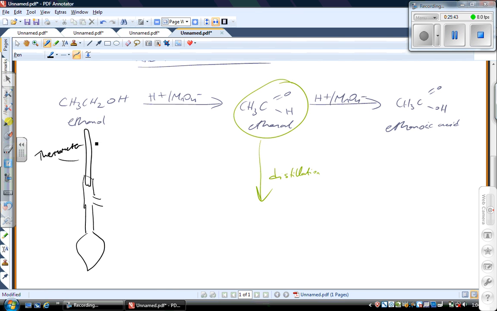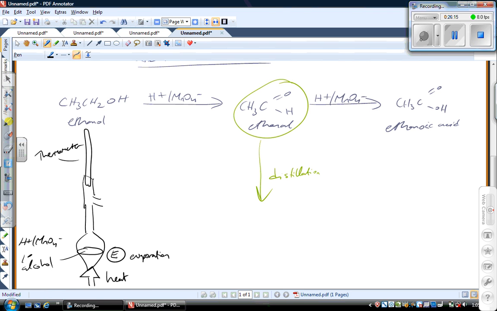Then probably the most important piece of the apparatus is the condenser, but I'll come to that in a second. You're going to have a heat source here, and as a result of that heat, you always get evaporation inside the reaction vessel. So E equals evaporation there. In this case, you're going to have your primary alcohol and your acidified permanganate or dichromate, whichever one you want to use.